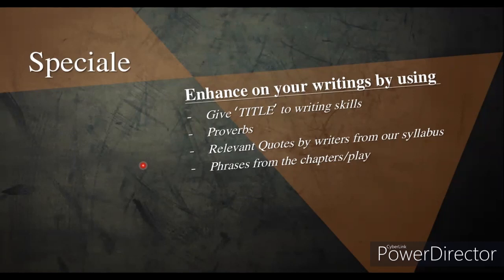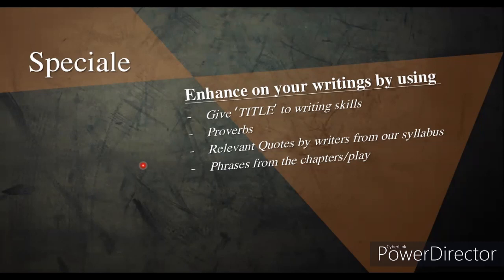Whenever you add any quotes in any of your writing styles or your personal response in future, ensure that you're using the writers, the authors from your syllabus, because that is going to be even more beautiful to show the characters that you have studied really well. So ensure to use the writers and the quotes used by them in your writing styles.